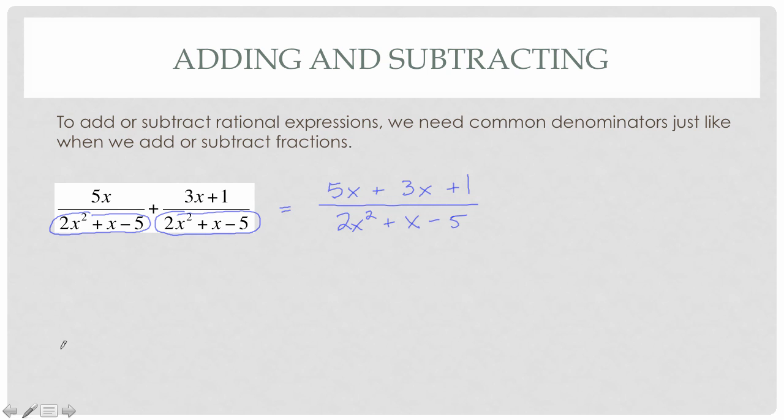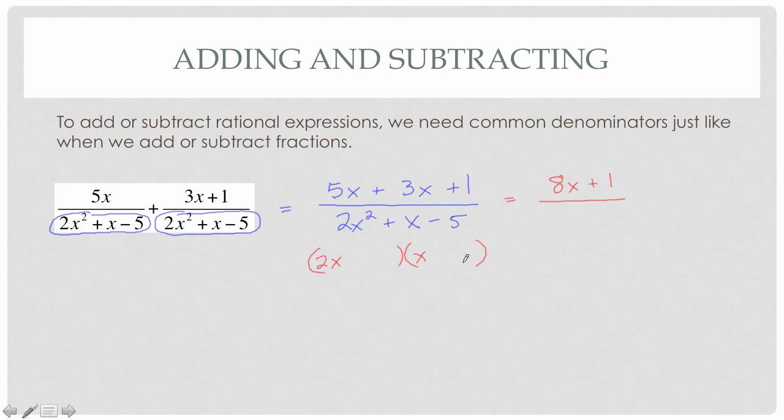Now I still have to simplify. So let's see what we can do here. On the top, 5x plus 3x is going to give me 8x plus 1. And let's see if we can factor the denominator. So I play around with some things. 2x squared, that's going to be 2x times x. 5, the only way to get that is 1 times 5. Can I make that work?